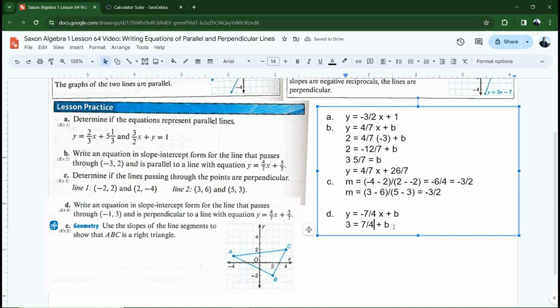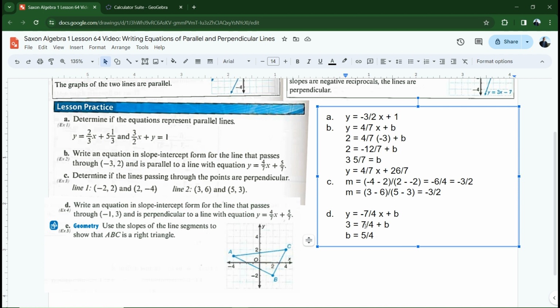So I'm going to subtract 1 and 3/4 from both sides. 3 minus 1 is 2. Minus 3/4 is 1 and 1/4. 1 and 1/4 is the same as 5/4. So B equals 5/4. Now, if you don't believe me, go ahead and check me on a calculator. But when you subtract 7/4 from both sides, you should get 5/4.